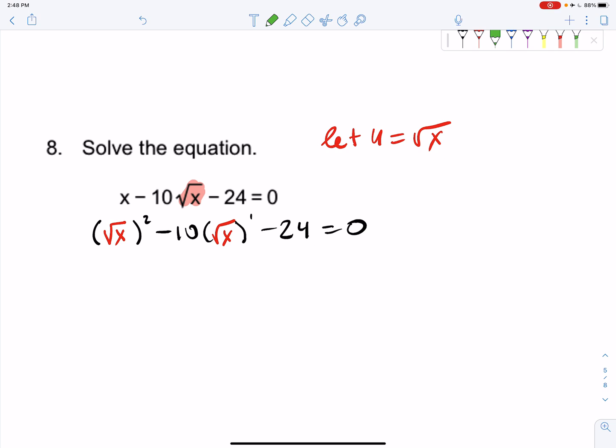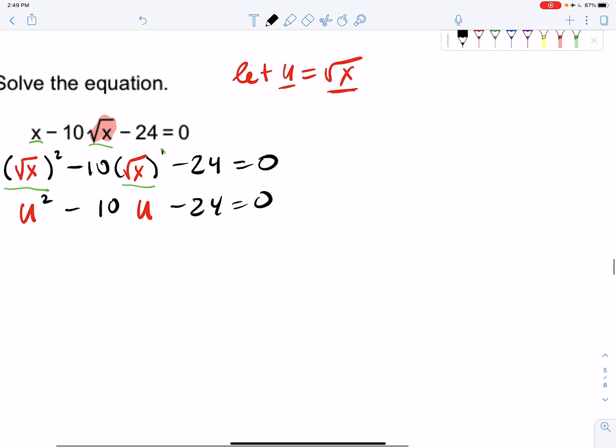Anyways, the square root of x squared is in fact just x. And the square root of x raised to the first power is just the square root of x. So the two equations are definitely equal to each other, and the only reason why we did this is to show that the square root of x can be replaced with a u. We're doing a u sub. Now we just turned this non-quadratic equation into a quadratic equation, which just allows us to use all these awesome tools to solve a quadratic equation.